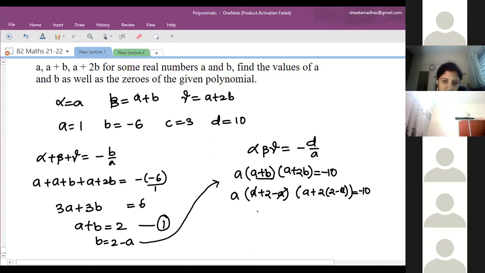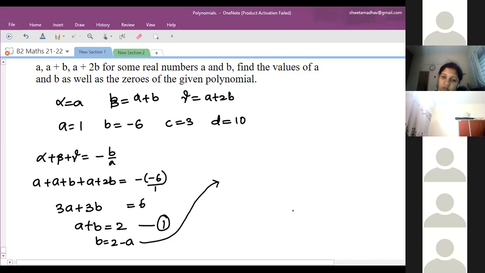Yes, ma'am. So ma'am, you substituted the value of b as 2 minus a in this equation. Yes, ma'am.